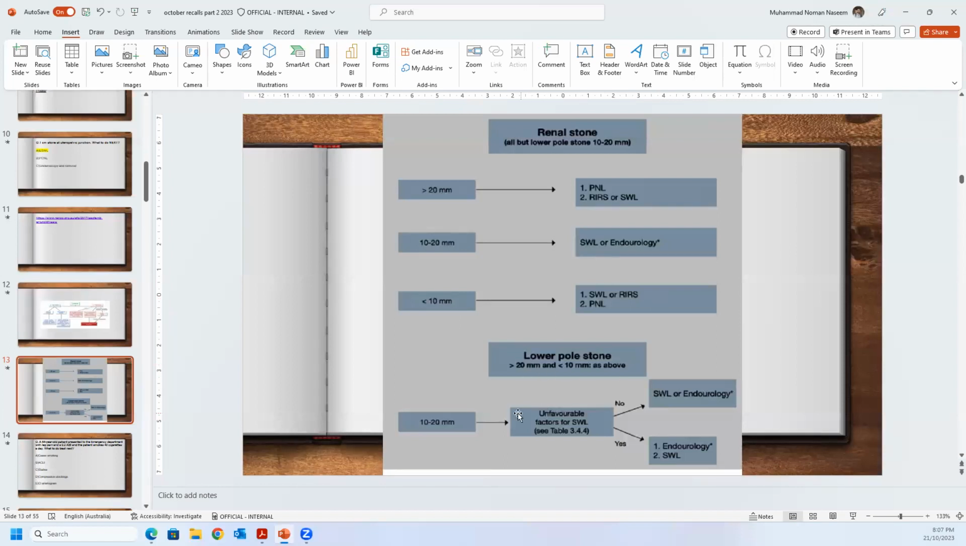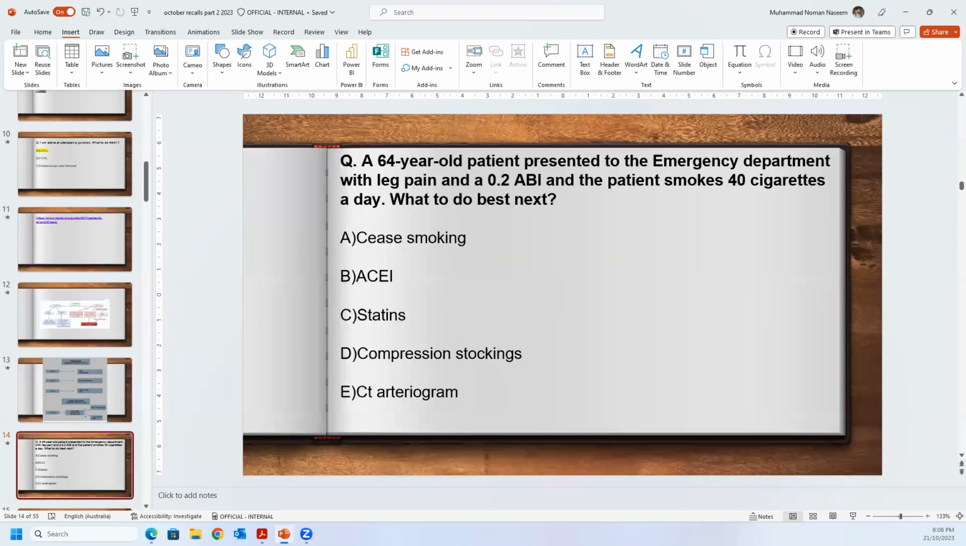Lower pole stone, 10 to 20. Unfavorable to shockwave lithotripsy, you need to do endourology, which is the ureteroscopy. Ureteroscopy sometimes is accompanied by lithotripsy. So stones which can't be removed in the ureter by the ureteroscopy, we have a very small lithotripsy device which can just shoot some lithotripsy waves on it and cause it to break down, and then you can extract it with the Dormia basket. All right, next question.